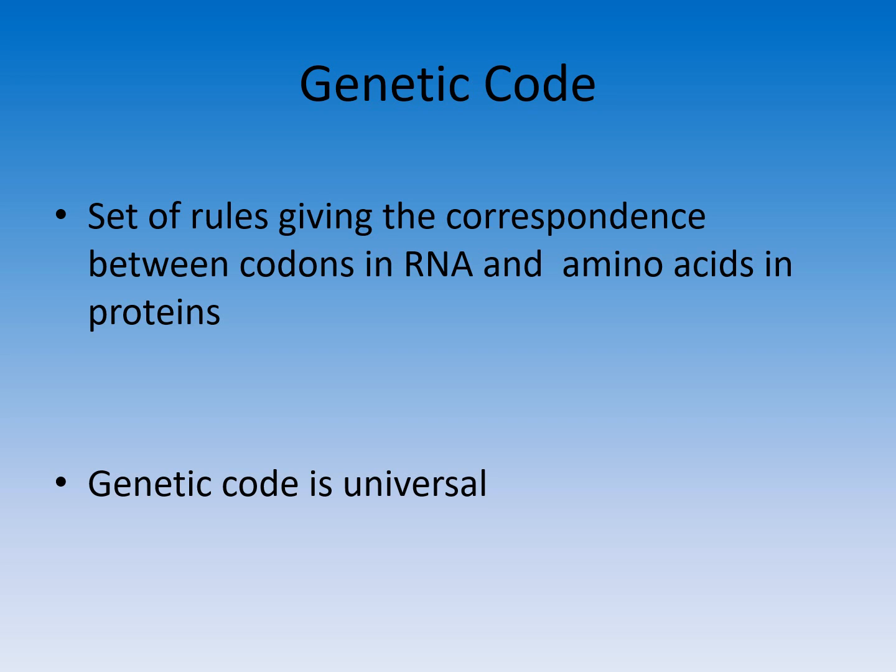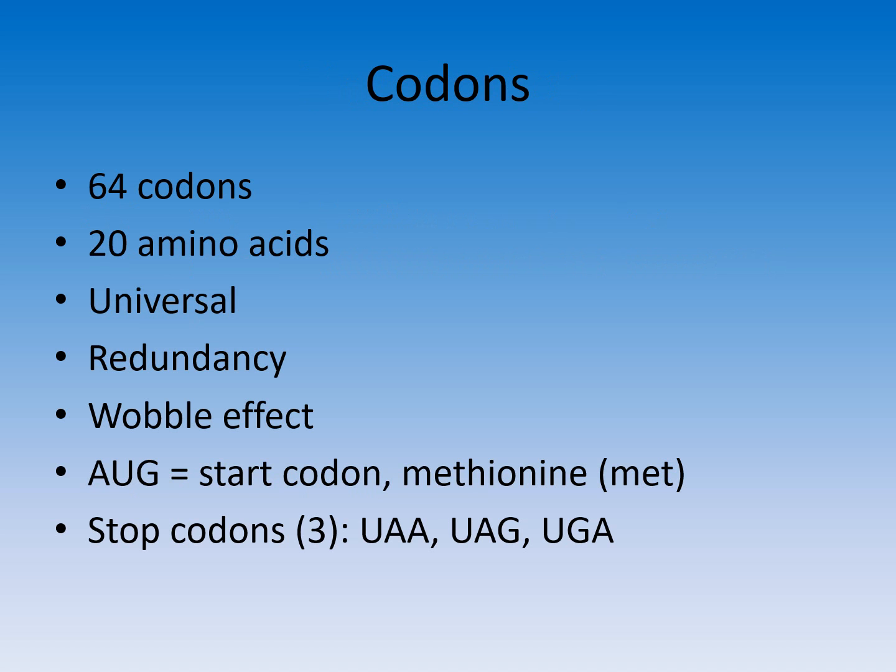The genetic code, number 1, is universal. It's the same whether you're talking about animal cells, plant cells, bacteria cells. It's all the same. And what it is, it's a set of rules that we've found that shows this relationship between the codons and the amino acids. There's 64 codons. There's only 20 amino acids. So that means there is some redundancy here. And like I said, it is universal. So it doesn't matter what type of cell, this holds true.